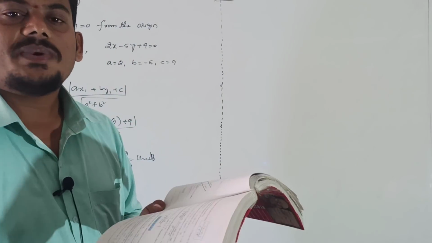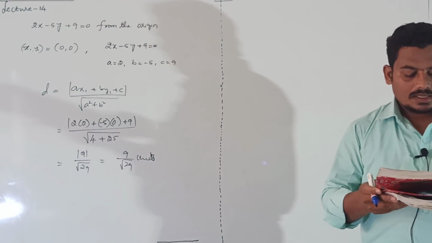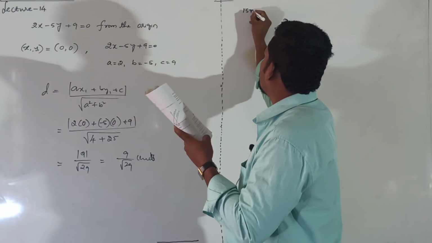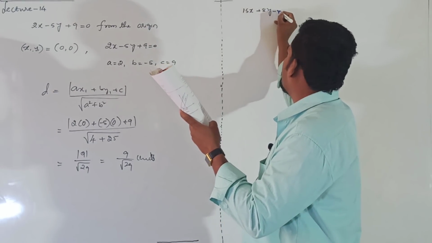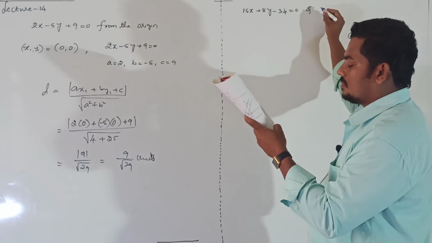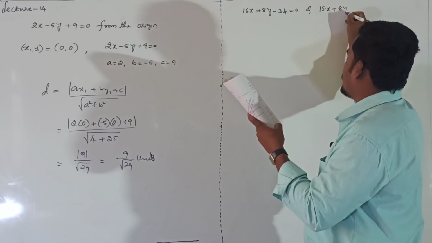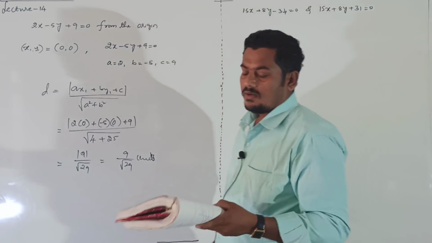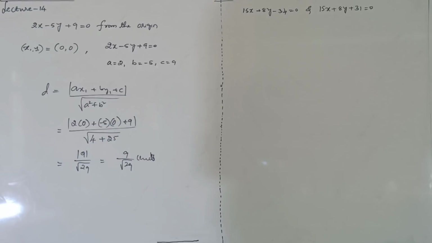Find the distance between parallel lines. 15x plus 8y minus 34 equal to 0 and 15x plus 8y plus 31 equal to 0. Find the distance between the given two parallel lines, right?